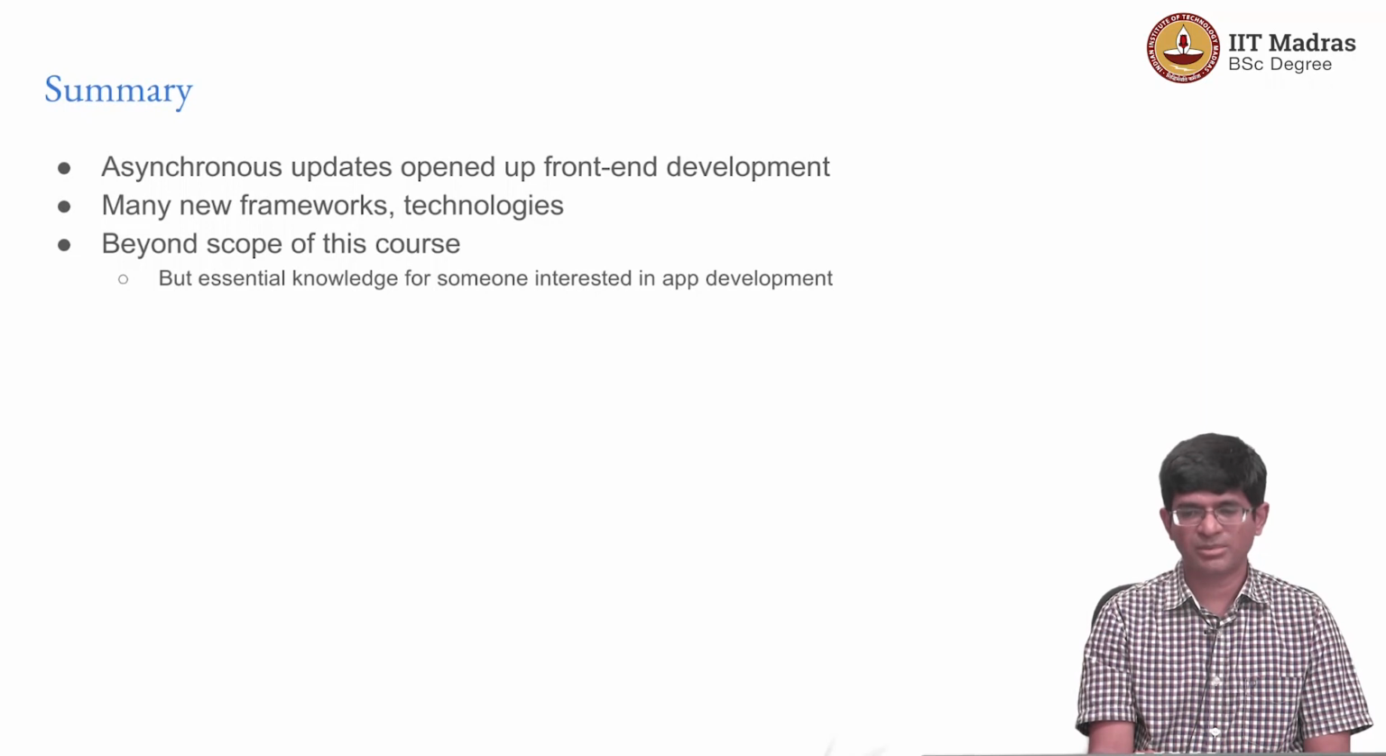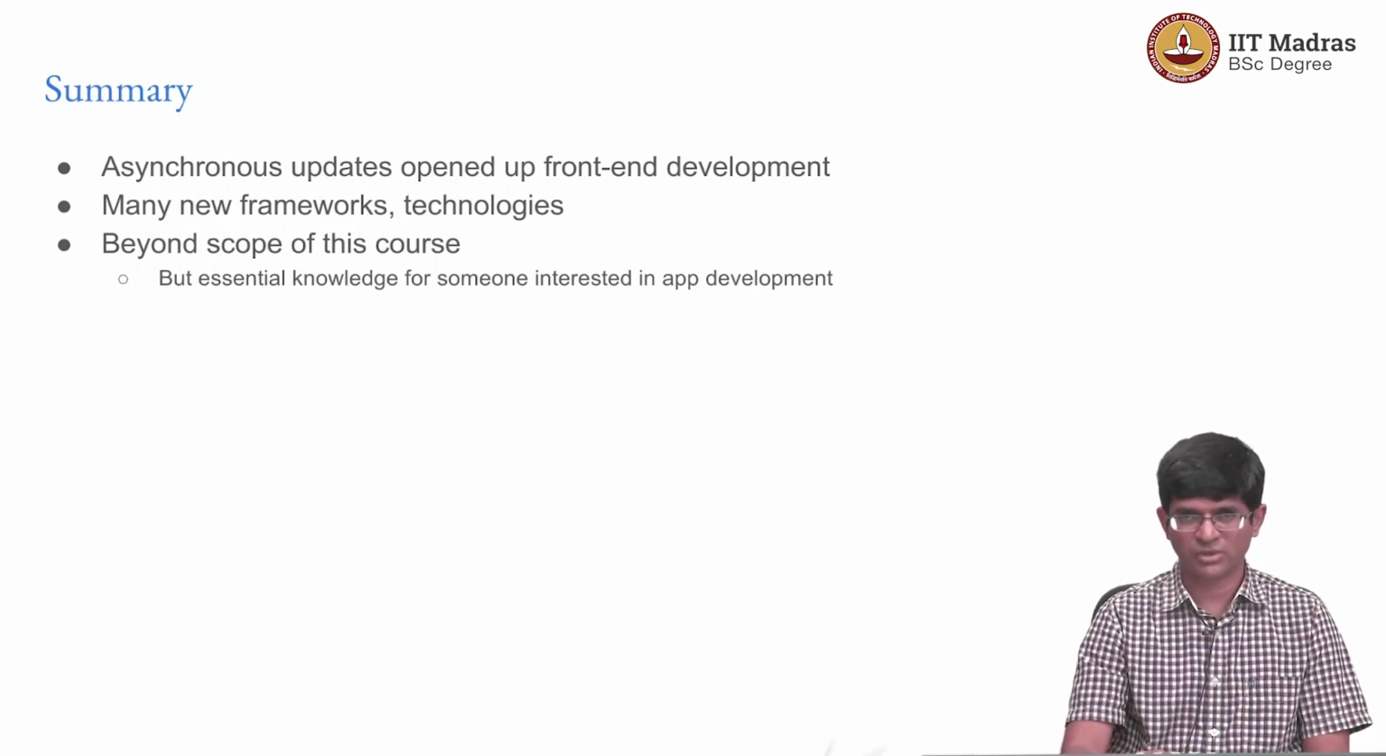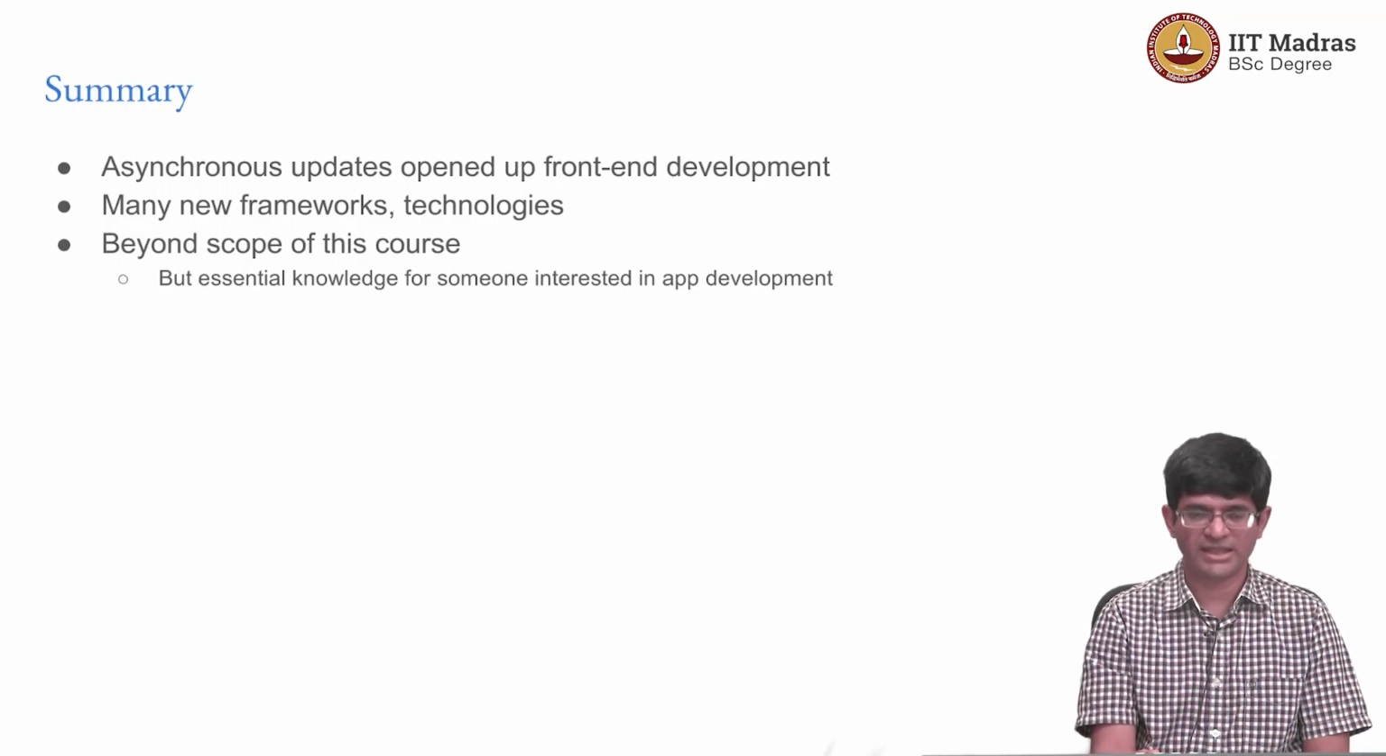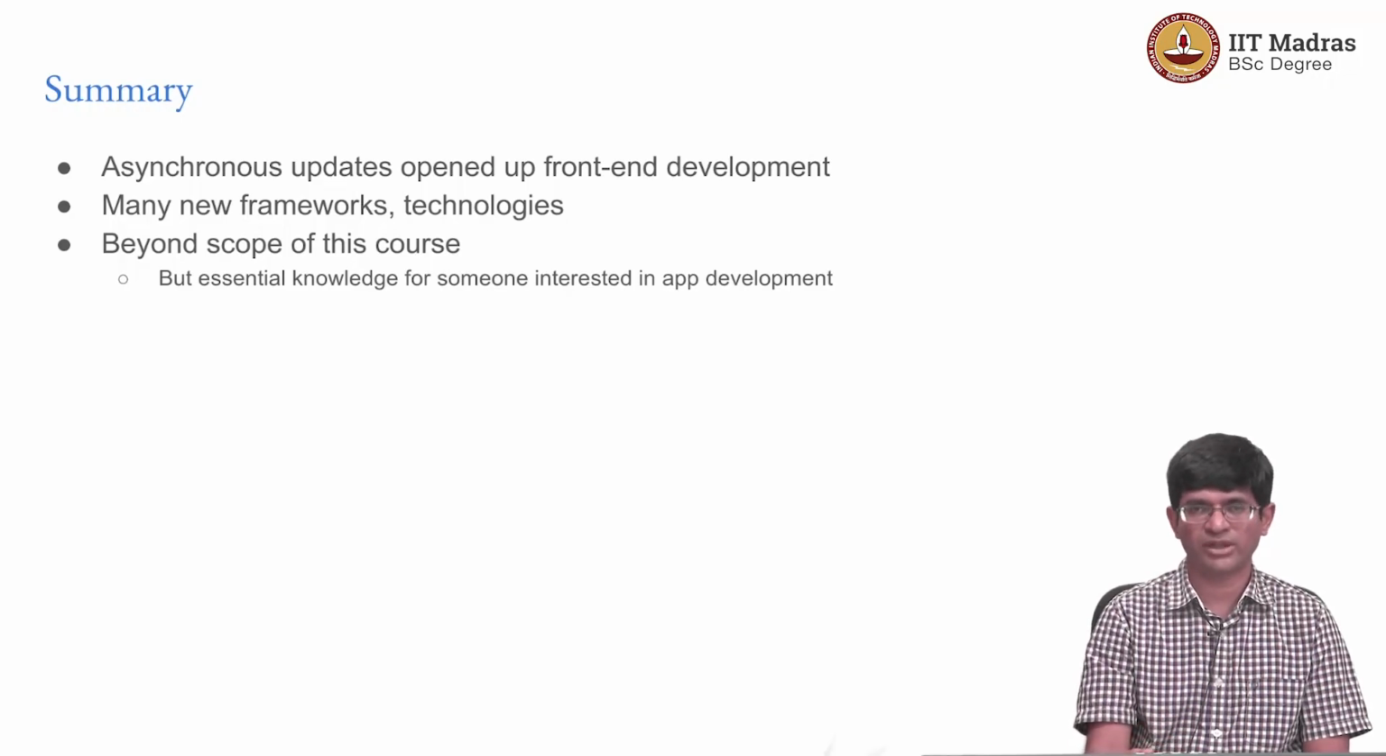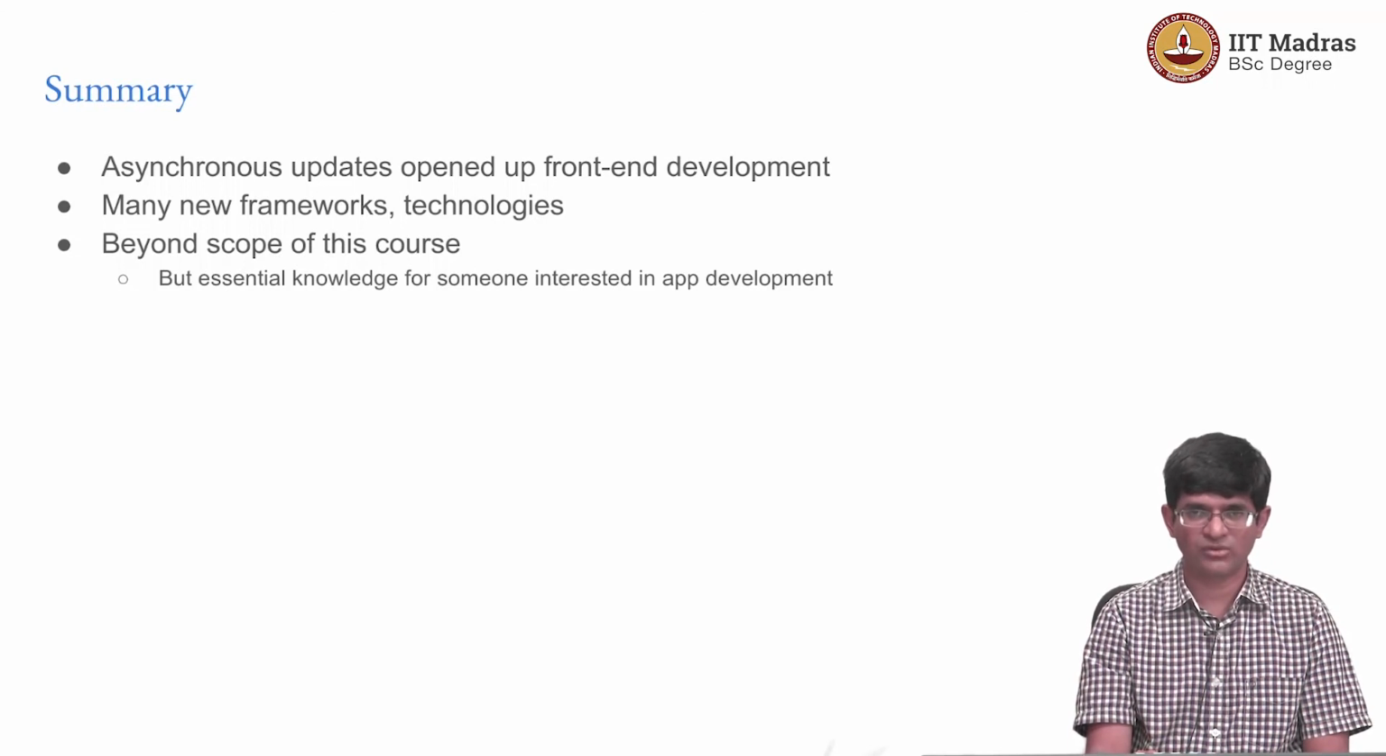So to summarize, asynchronous updates basically opened up front-end development in a big way, right? They brought in whole new ways of improving the user experience. And nowadays, there are a whole lot of different frameworks and technologies that are built around this. It no longer goes by the name Ajax as such, but the core ideas developed from there. The fact that you could asynchronously get data and update whatever is on the screen is what is being put to use, okay? Most of it, unfortunately, is beyond the scope of this course. It is essential knowledge for someone involved in app development, right? So it's something that I will leave here, except that we'll be looking at a little bit more about what can be done and what the implications on browsers are, but not really going into details on how to use this.